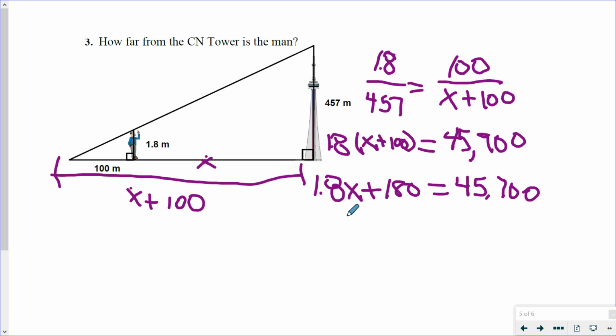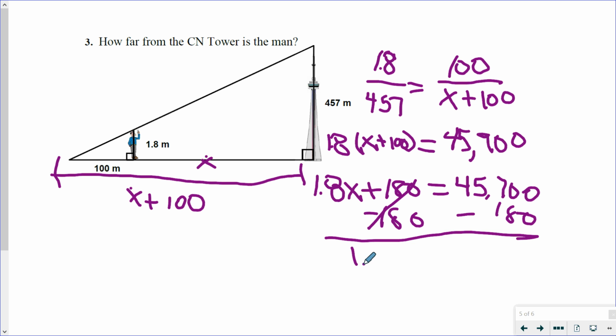Now we just have to complete it by using algebra. So I'm going to subtract 180 from both sides. What you do to one side, you must do to the other. All right, so let's simplify this. So 1.8x is equal to 45,520, because you want to subtract 180 from 45,700.